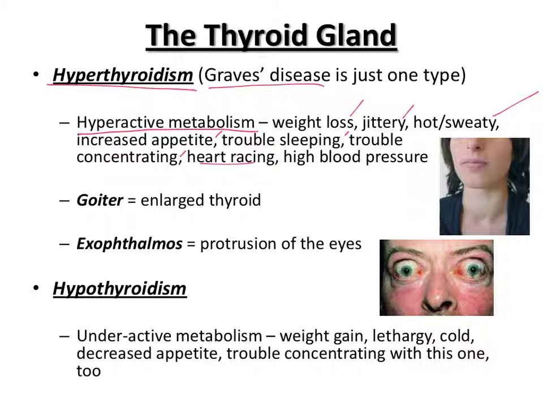The heart will usually beat faster, so they have a really high heart rate, and that is going to maintain high blood pressure. Two outward signs, which these are pictures, are two very severe versions of.